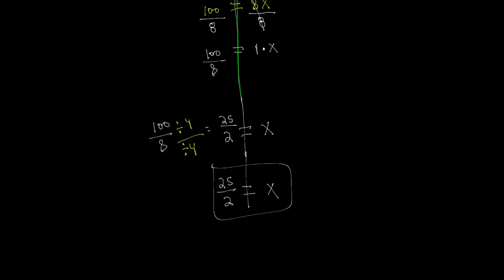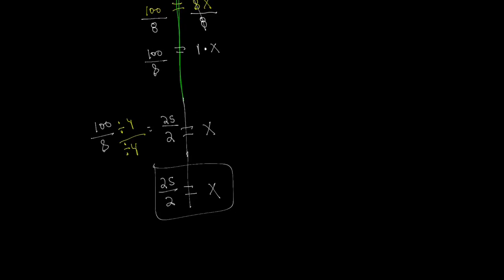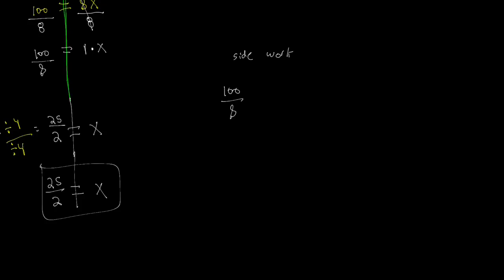Now before I show you another example, let's say you didn't get the greatest common factor. So let me just do some side work here. So, side work. Let's say you were able to spot that 2 divides both of these numbers. So here you could have done division by 2 for both numerator and denominator.